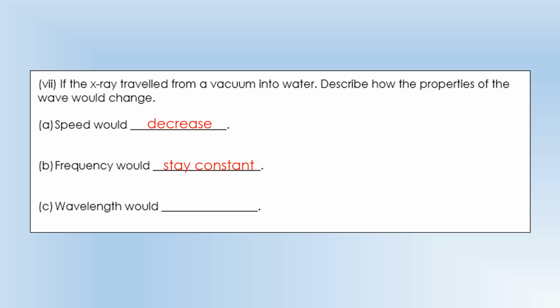Frequency never changes. So once a wave has left the source that emits it, its frequency cannot change. Okay, so that's going to stay constant, which is nice. And then in terms of the wavelength, we're going to see it decrease. So if you think about the wave equation, if frequency is constant, wavelength and speed are directly proportional to each other. So if speed decreases, the wavelength has to decrease as well. And if you look at it on a wavefront diagram, you actually see that happening.